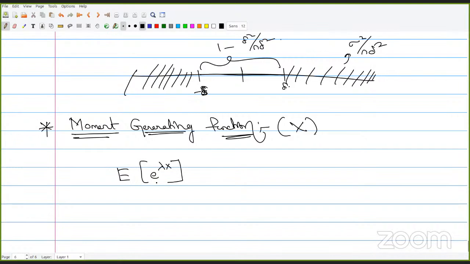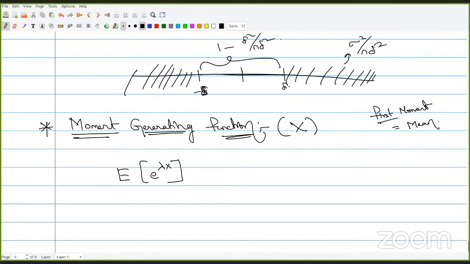What this moment generating function gives me is the moments. So we know the first moment, right? What is the first moment of any random variable? First moment, second moment. First moment is actually the mean. Mean is what we call the first moment.